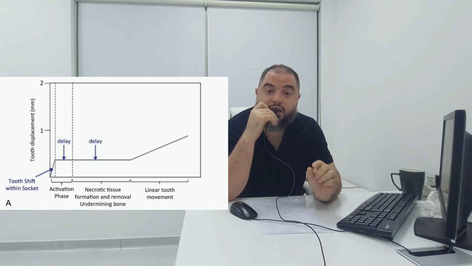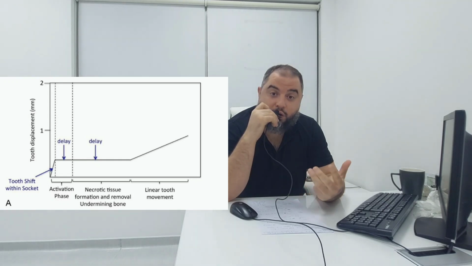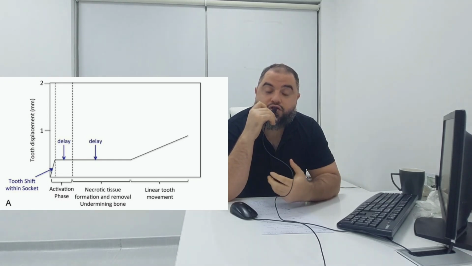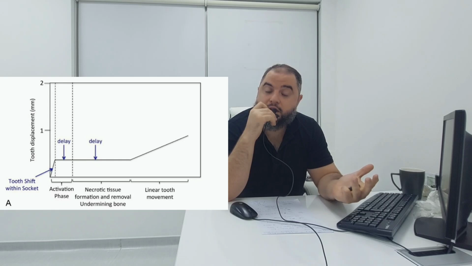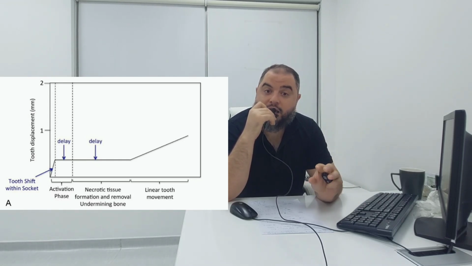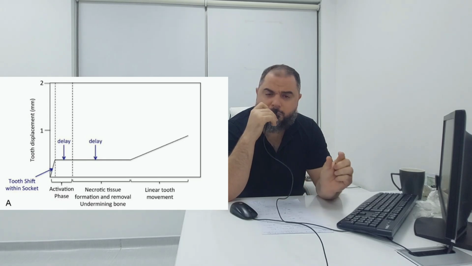Now, this linear tooth movement is there because when we have necrosis, the macrophages will be activated. The blood capillaries will open, oxygen will be there, and macrophages will be sent to dispose of the necrotic tissue. And that's when the tooth movement will occur. It will be a very short time.